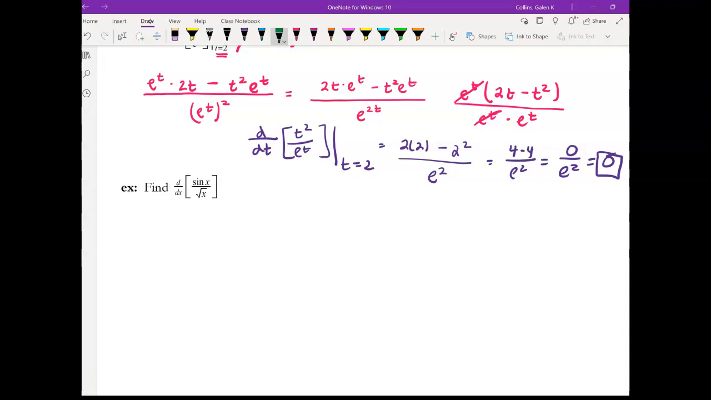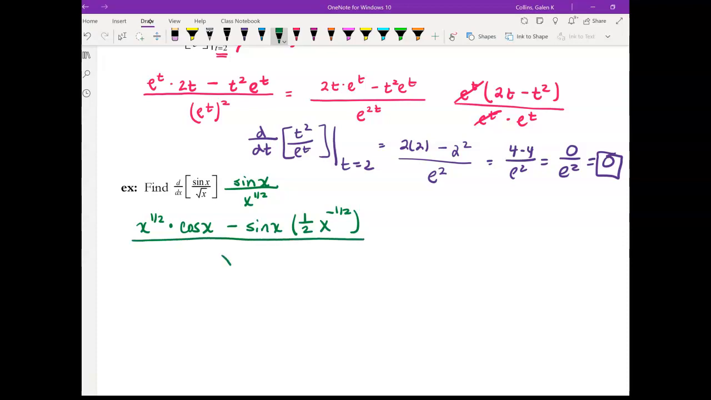All right, I'm going to just, for my own brain, rewrite this as the sine of x over x to the 1/2 power. All right, so low d high is x to the 1/2 power times the cosine of x, minus high d low is sine of x times the derivative of the function on bottom, so 1/2 x to the negative 1/2 power. All of this over low, x to the 1/2 power squared.